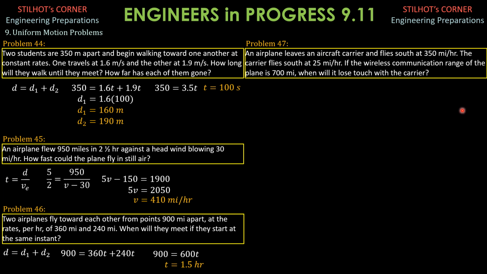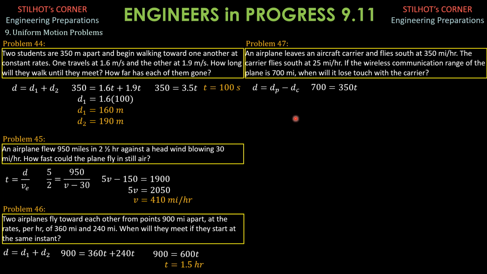They move at the same instant, then the difference of the distance traveled should be equated to 700 miles because that's the communication range of the plane. So distance equals distance of the plane minus distance traveled by the aircraft carrier. So 700 equals 350t minus 25t.